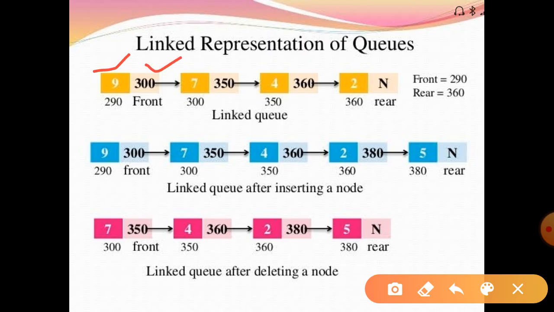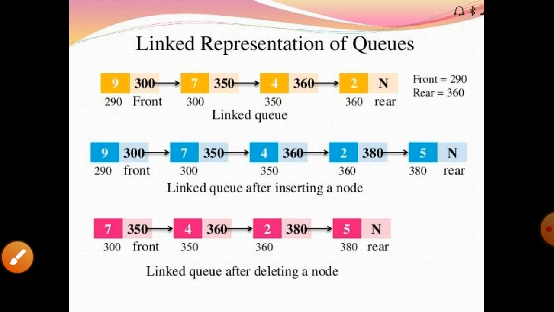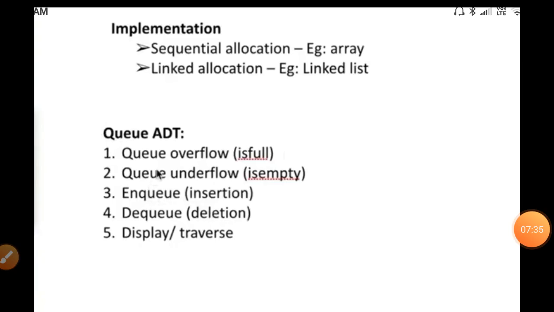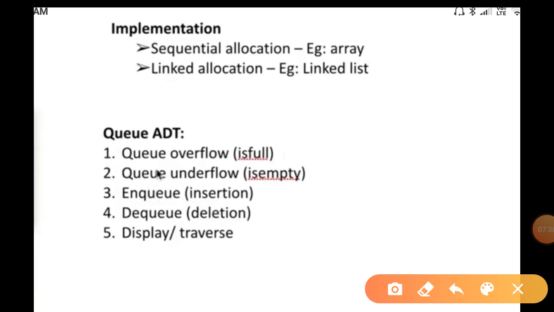So the first element, that is 3, is available in the 290 location. The next element is at 350, and the next element is at 360, like this. Here the queue is implemented by using the linked list. So this is a linked list representation of queues, and the earlier one is the implementation of queues by using arrays.